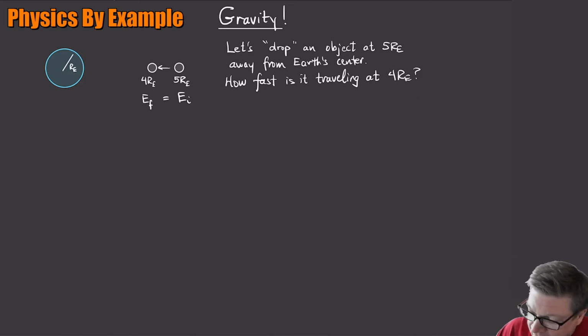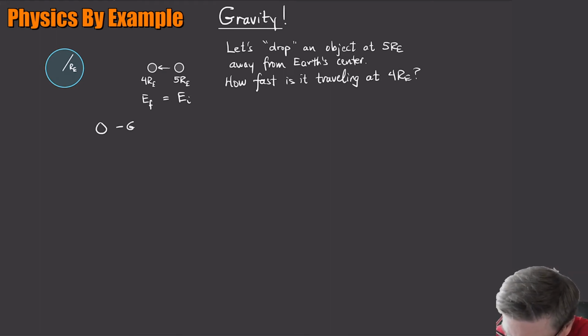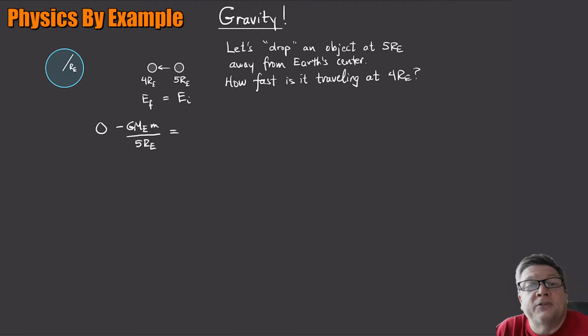Okay, so EI equals EF. So that means, what's our initial energy? Well, it starts from rest. We're just dropping it. So that's going to be 0 for the kinetic part. I'll just write that in explicitly: minus GM over 5RE. That's where it starts. That's its initial energy, right?